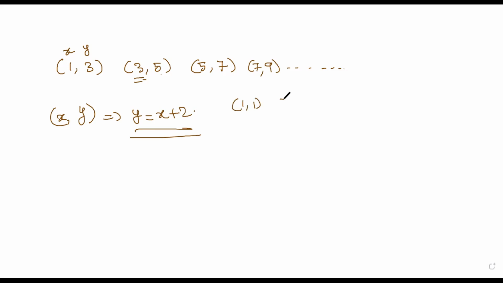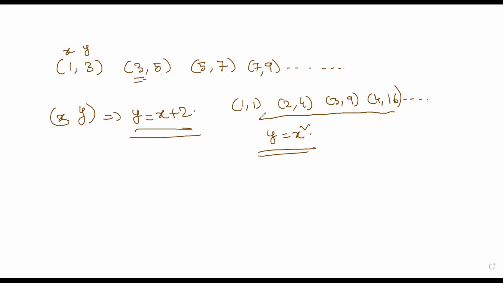1, 1, 2, 4, 3, 9, 4, 16. These follow one trend. The trend is y is equal to x square. All these points follow this trend, y is equal to x square, and this is called a function. This is part 1: a set of ordered pairs.